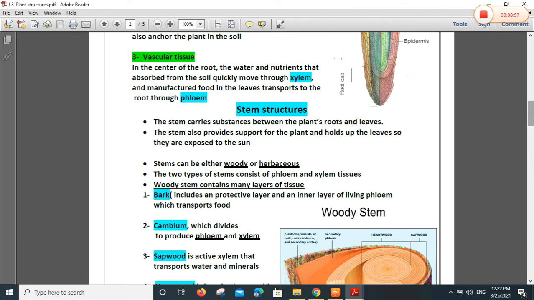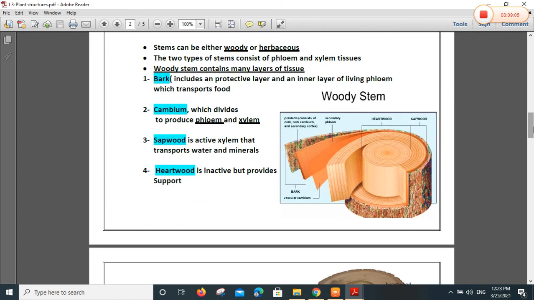Woody stem consists mainly of tissues. Look at the cross section in the woody stem. Number one, bark, the brown one, the outer layer. This is protection. It includes a protective layer and an inner layer of phloem, which transports food.